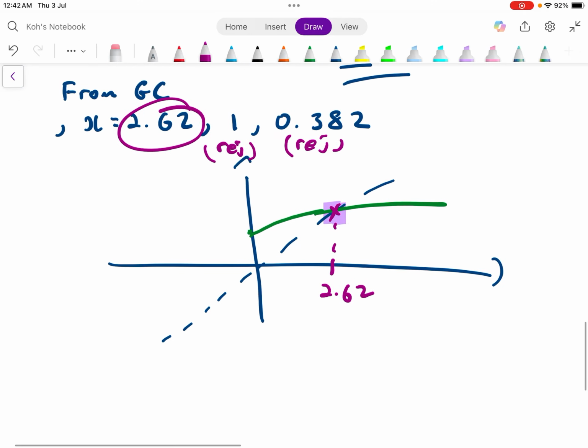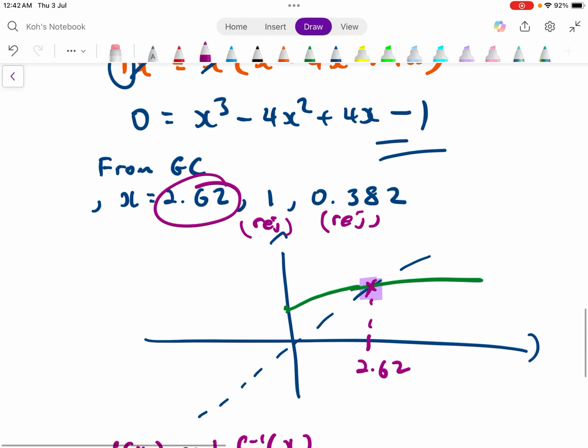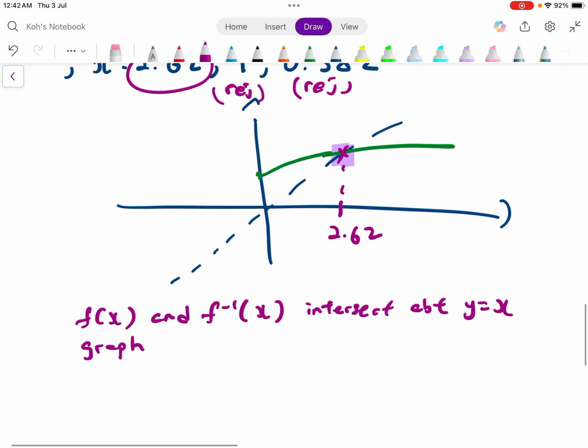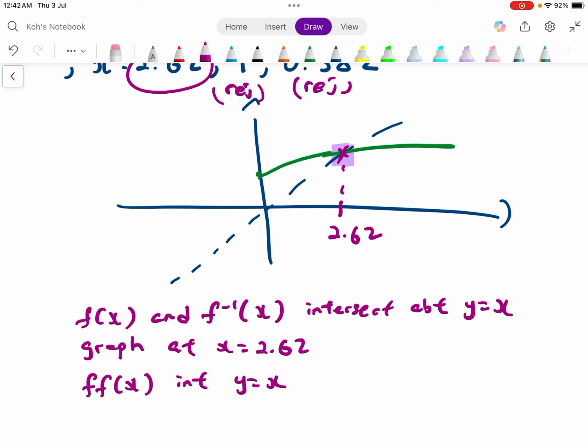To explain this, because f(x) and f inverse x intersect about the y = x graph at x = 2.62. Of course, with this, your ff(x) intersects the y = x graph at 2.62. So of course the solution is the same for both of these parts. So that's how we solve this question.